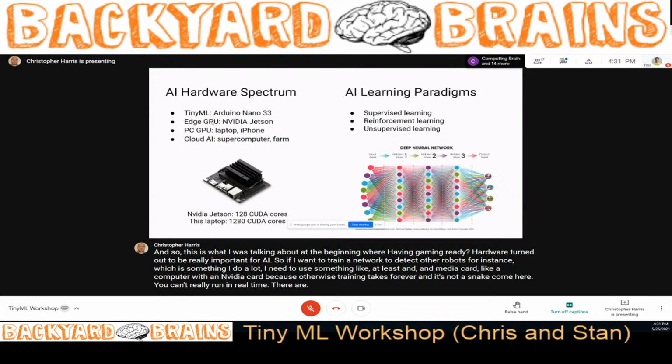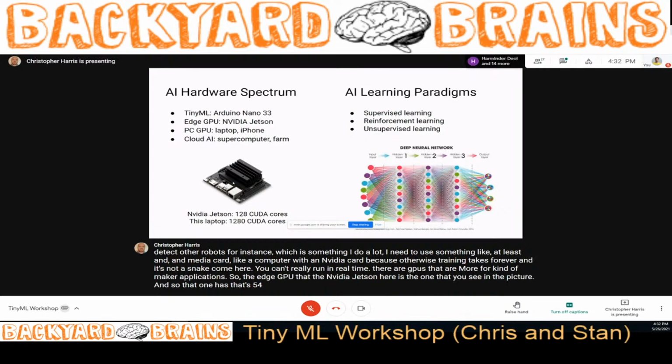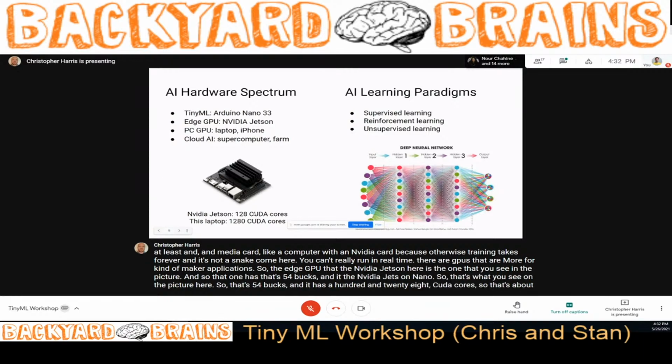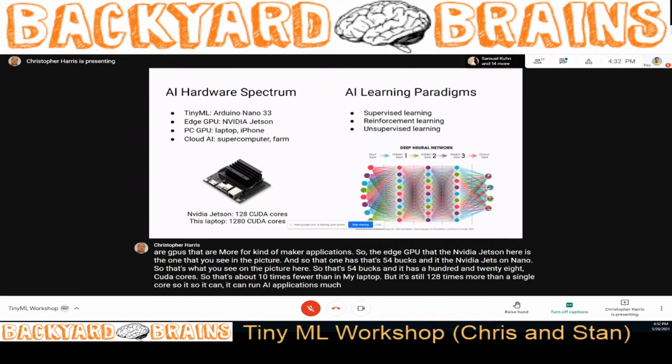There are GPUs that are more for maker applications. The edge GPU, the NVIDIA Jetson Nano, is the one you see in the picture. That's $54, and it has 128 CUDA cores. That's about 10 times fewer than in my laptop, but it's still 128 times more than a single core. So it can run AI applications much faster than you could with a single core.